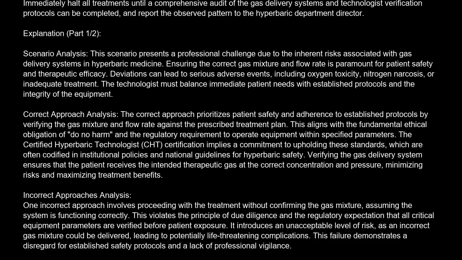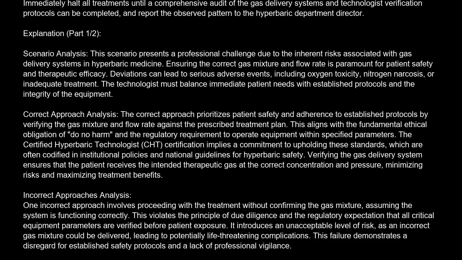Correct approach analysis. The correct approach prioritizes patient safety and adherence to established protocols by verifying the gas mixture and flow rate against the prescribed treatment plan. This aligns with the fundamental ethical obligation of do no harm and the regulatory requirement to operate equipment within specified parameters.